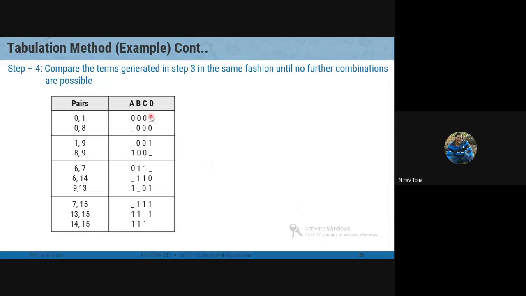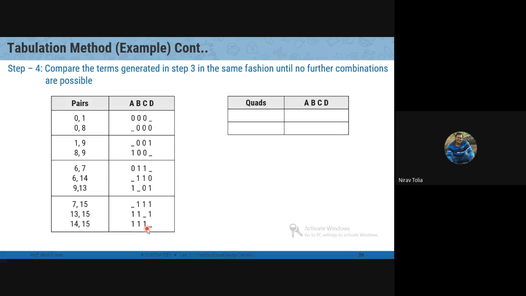You can see in 0, 1 we have a dash at D. So which others have a dash at D? 8, 9, and also 6, 7, and 14 and 15. So now we have to check the remaining three, A, B, C. If they differ by only one bit, then another pair is possible, and now instead of a pair, it becomes a quad.